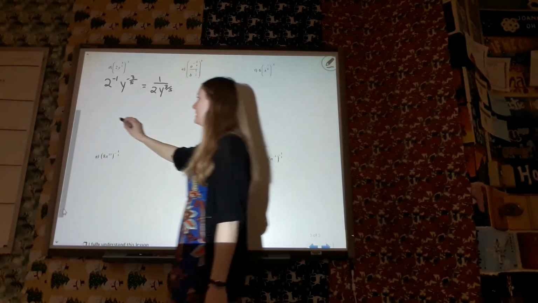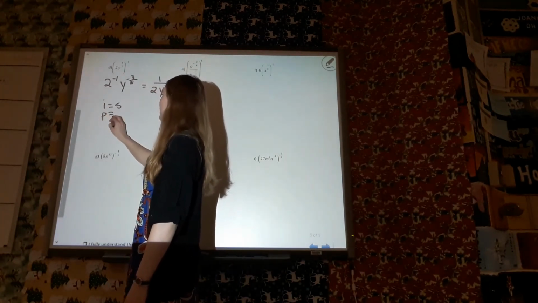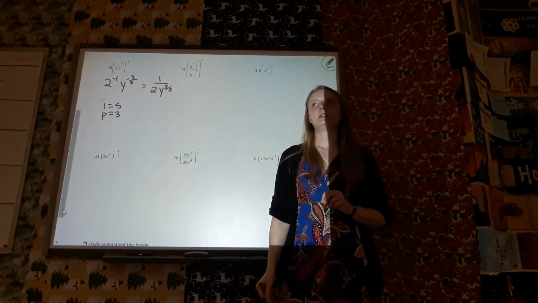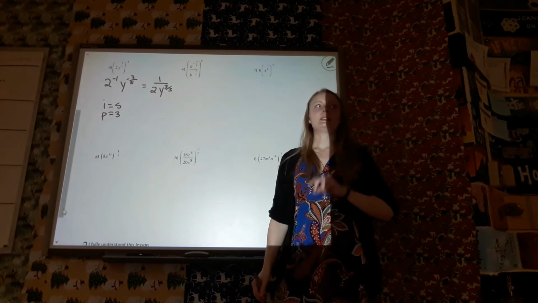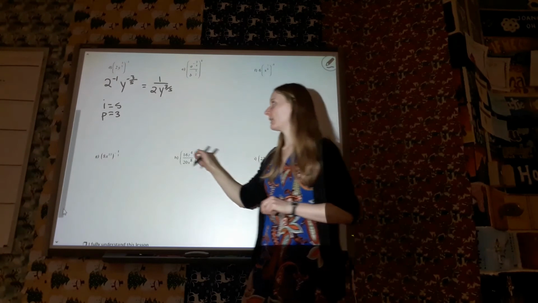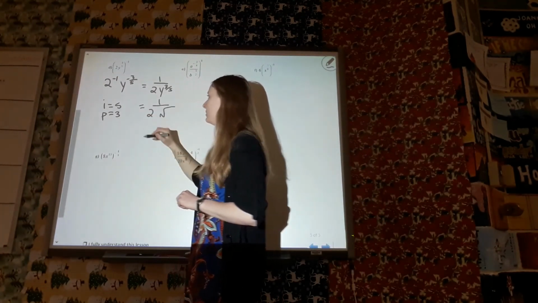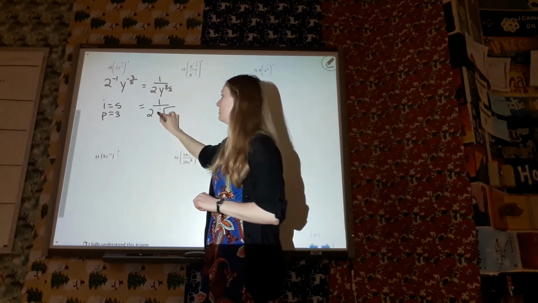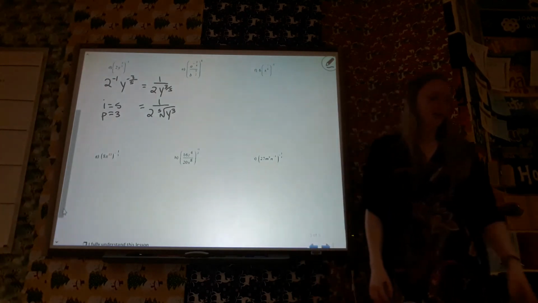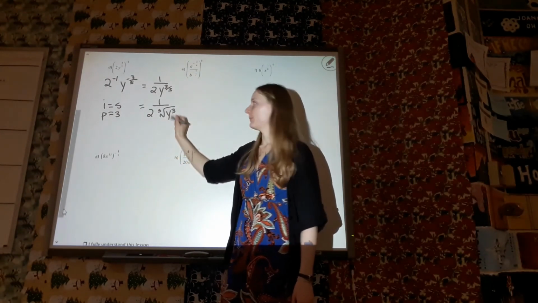So, what is the index? 5. What is the power? 3. Now, will the 2 be inside of the radical? Why not? The 2 doesn't have a rational exponent. So it's only going to be the y that's inside the radical. So when I rewrite this, it's going to be 1 over 2 on the outside, and I have my radical. What's the index again? 5. And then y to the 3rd power. And this is what your final answer will look like, because can I simplify this radical? No.